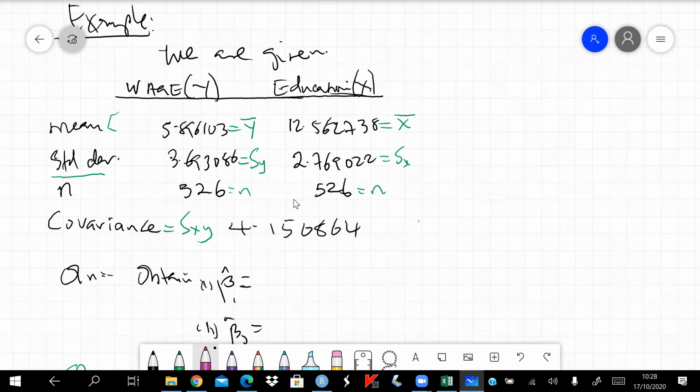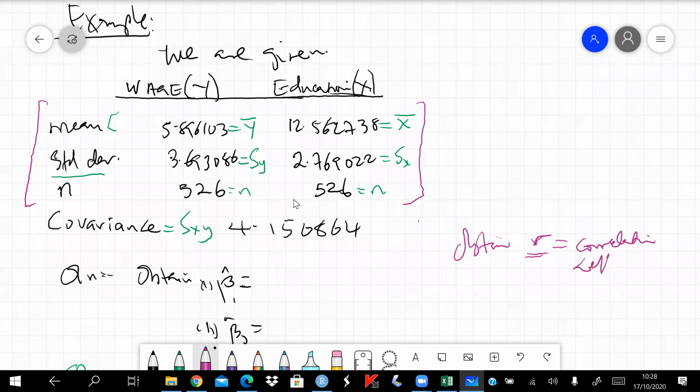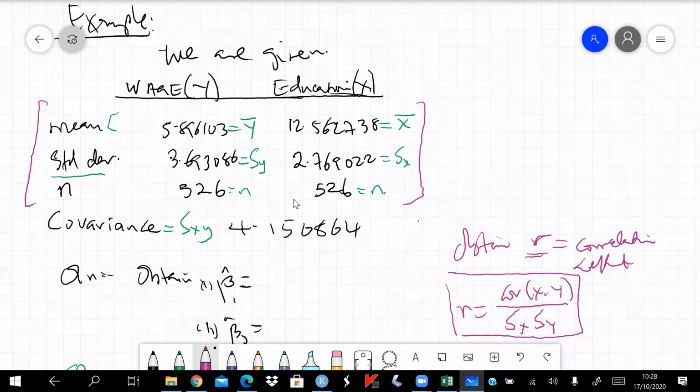Okay, so in this case, the hint is you just need to obtain R, that is the correlation coefficient. And we know that correlation coefficient R is given by covariance of xy divided by standard deviation of x multiplied by standard deviation of y. So once you know that, you are good to go, because all this information is found here. So let me give you 1 or 2 minutes to finish that.